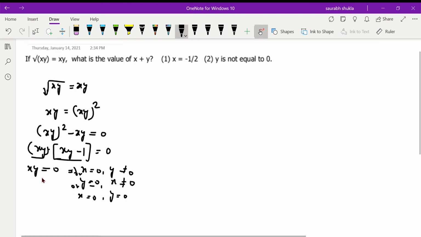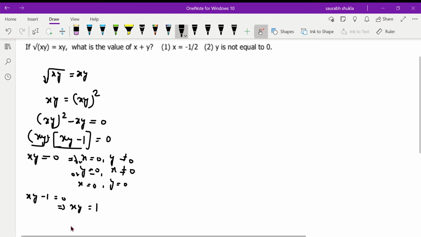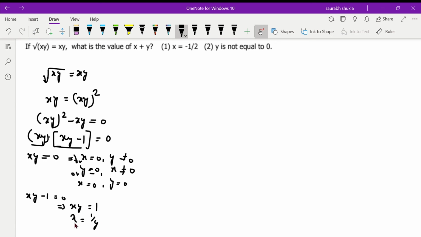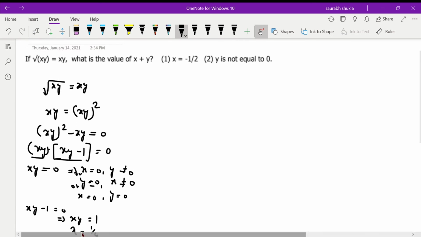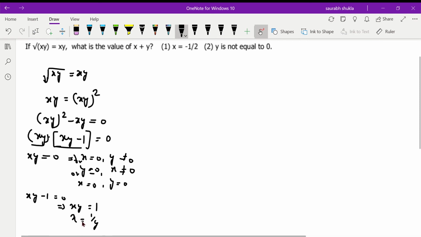Similarly, if you just look at xy minus 1, what do you get here? xy minus 1 is equal to 0. So let's simplify this equation. If I add 1 on both the sides, I will get xy is equal to 1, or I can write it as x is equal to 1 by y. That means x and y both are reciprocal of each other, isn't it?